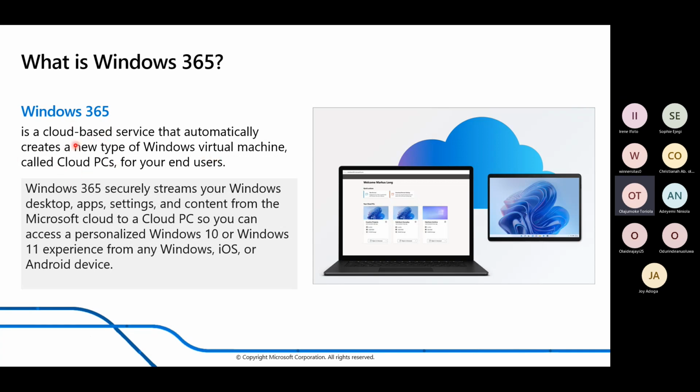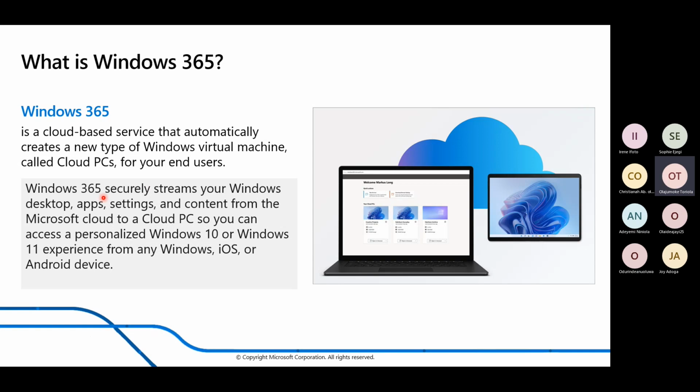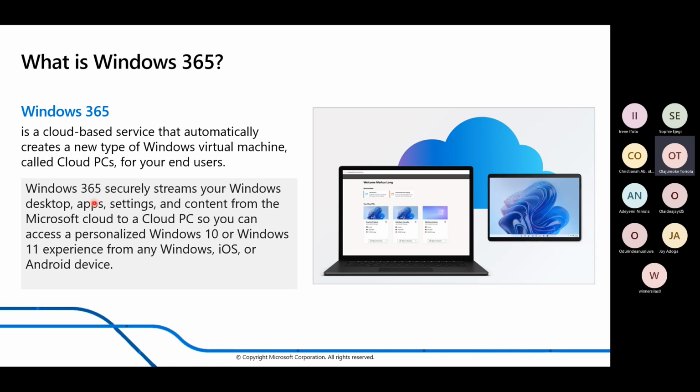And it is actually called what? Cloud PC. So Windows 365 securely streams your Windows desktop. See what I'm talking about? It streams everything. It mimics everything that you have on your desktop: your applications, the settings and contents, from your Microsoft Cloud to a Cloud PC. So what does this mean? Every setting you have on your Windows desktop, it takes. Any applications that you have on your Windows desktop, it takes. More so, it now takes your Office 365 applications or your M365, every application you are using.